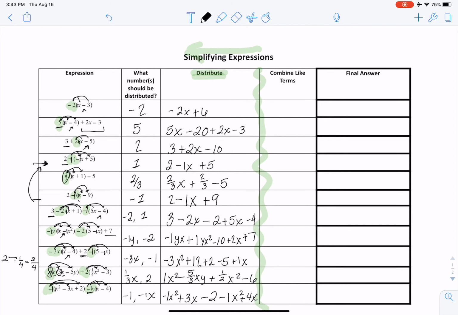All right? So that's the first half of these notes. That's your lesson for today. And then tomorrow, or the next time you're in class, we're going to come back and we're going to do this combining like terms and final answer part. Okay?